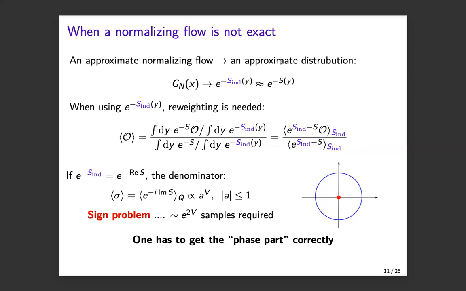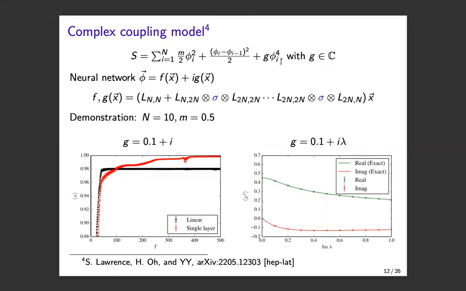But in any case, yeah, so we tried this method in what we call the complex coupling model. This is a scalar field theory on the lattice. So as an action, I have, for example, this mass term, which is phi squared, but I also have this hopping term, sort of a kinetic term. And I also have this phi to the fourth interaction term.